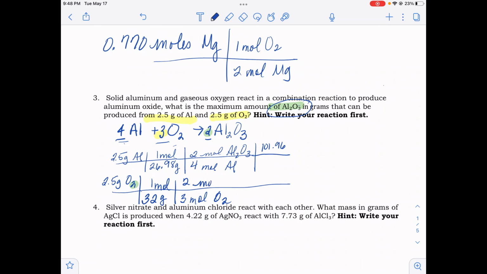Two moles of aluminum oxide. And then our molar mass is still 101.96 grams in 1 mole.